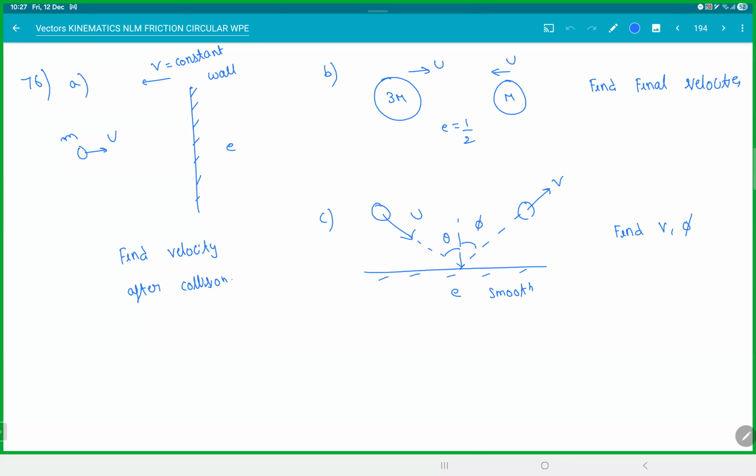Collision. There's a wall which is going with speed v, and a ball is going with u and hitting the wall. Find the velocity after collision. Then, 3m and m in a head-on collision. Find the velocities. That is the standard result.